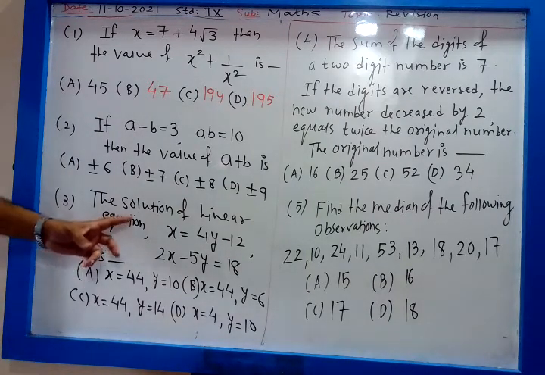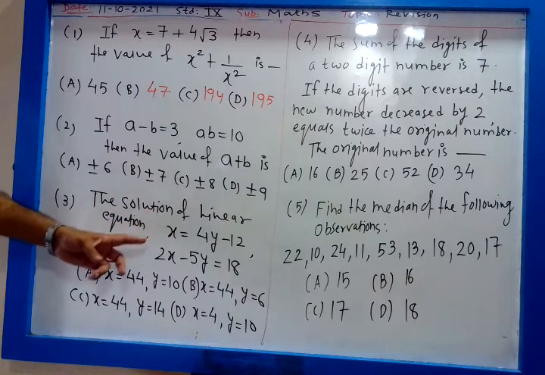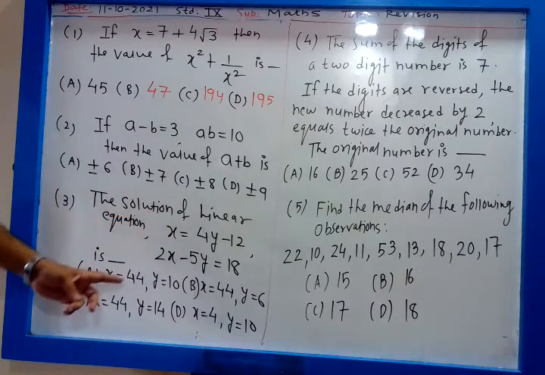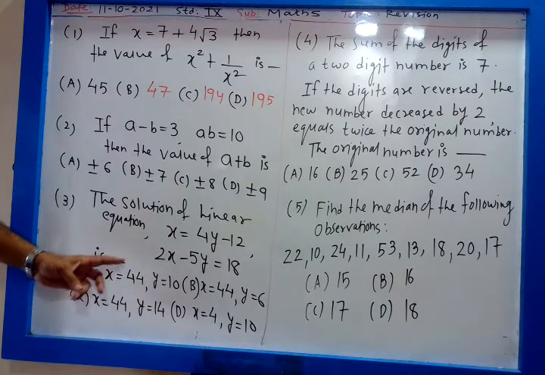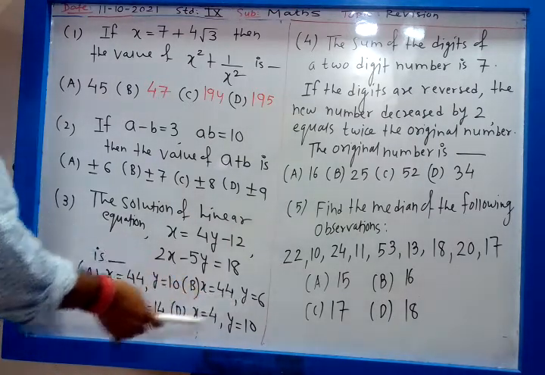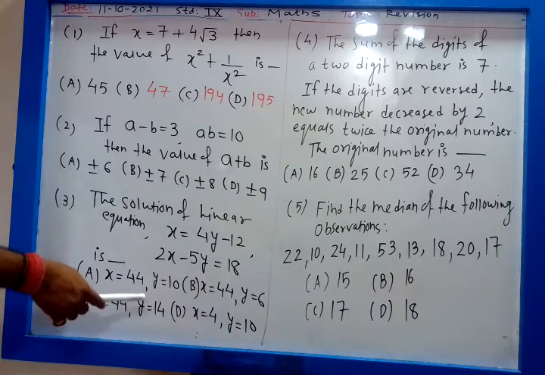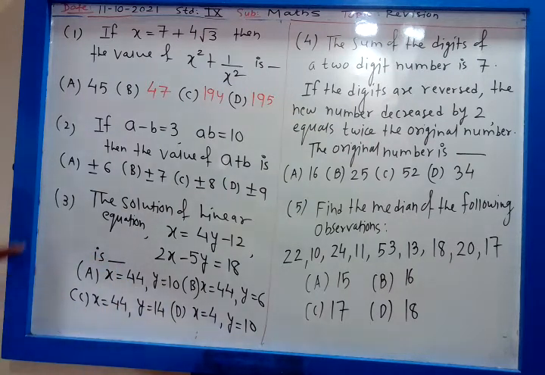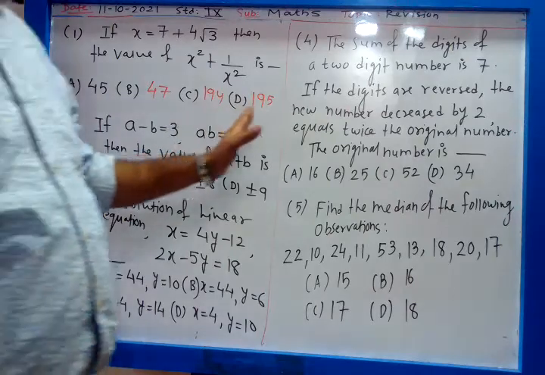Third question, the solution of linear equation x is equal to 4y minus 12, 2x minus 5y is equal to 18 is option A, x is 44, y is 10, B, x is 44, y is 6, C, x is 44, y is 14, D, x is 44, y is 10. We'll discuss at the end.